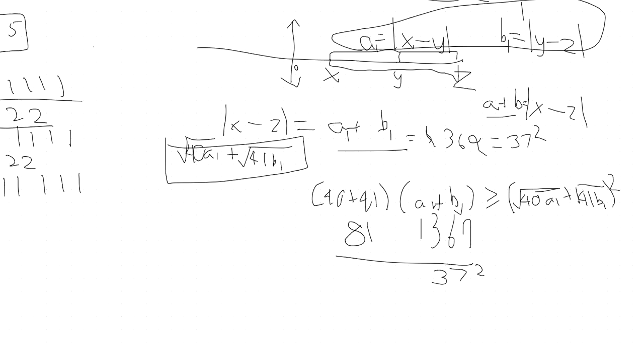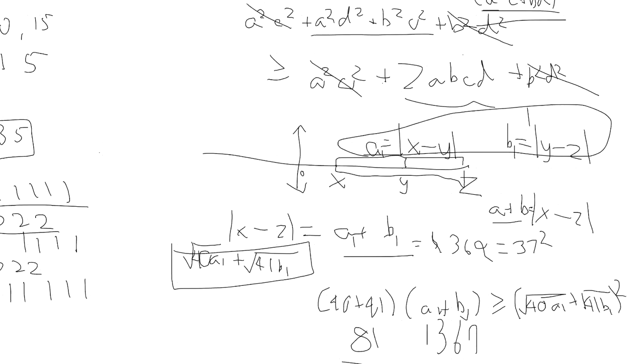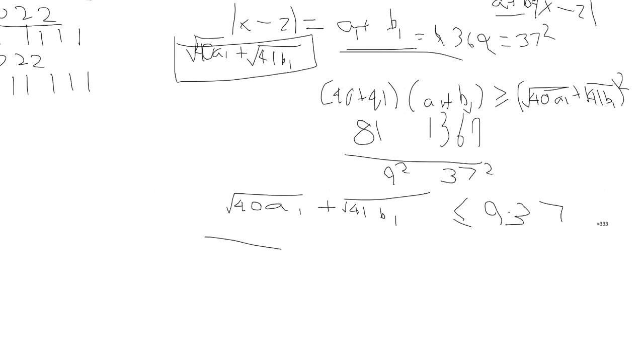So then that means the maximum value of root 40a1 plus root 41b1 is less than or equal to 9 times 37. And plugging this back into the original, we also have root 49 times 1369.